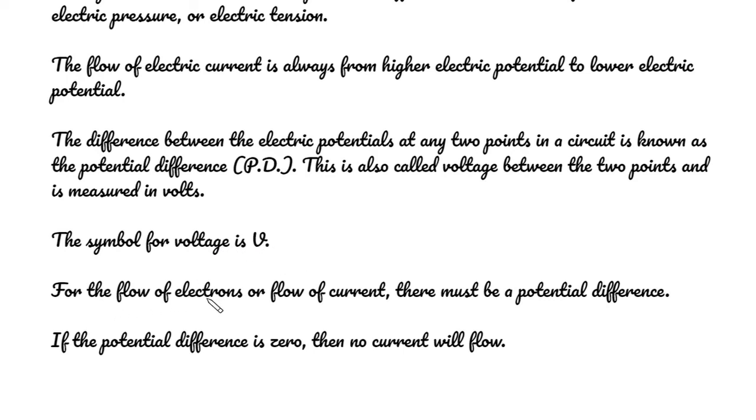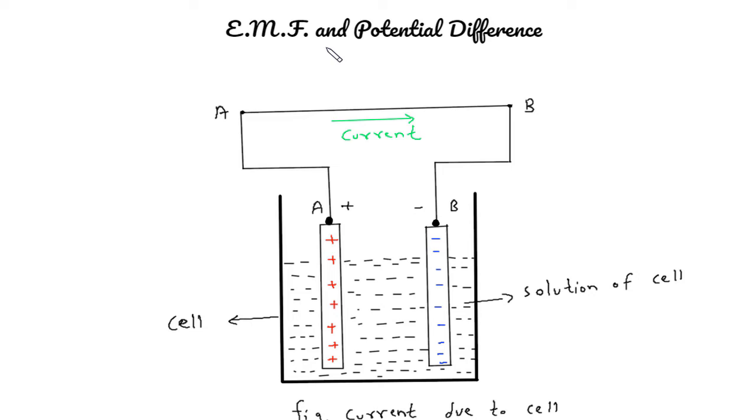The symbol for voltage is V. For the flow of electrons or flow of current, there must be a potential difference. If the potential difference is 0, then no current will flow. Electromotive force and potential difference.